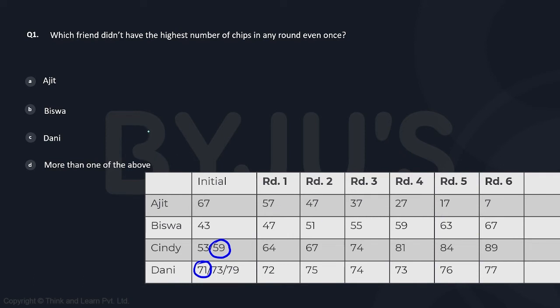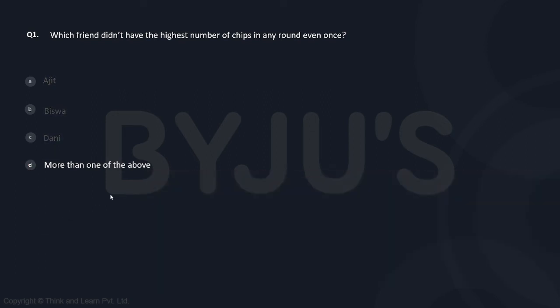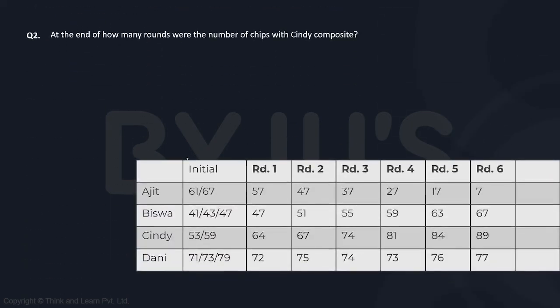So, which friend did not have the highest number of chips in any round, even once? If you just closely look at this, in round 1, Ajit never had the highest, right? He never had the highest in any of the rounds. Similarly, I see Biswa never had the highest in any of the rounds. So I have at least two people. So more than one of the above should be the answer. D option, that at least two people are there who never have the highest number of chips in any of the rounds.